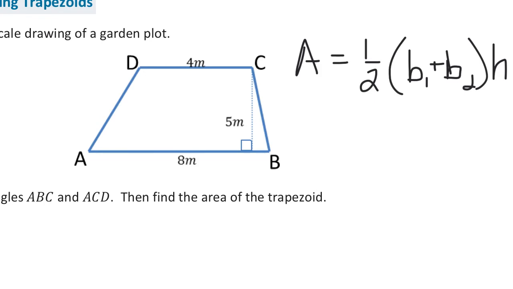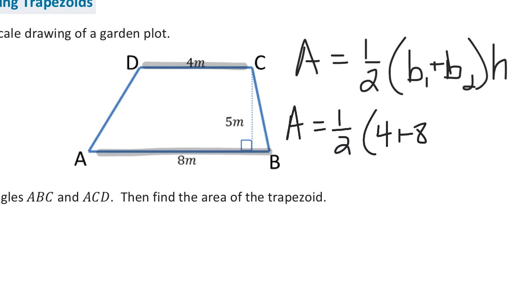Okay? So the first thing we do when we look at the picture is we find our 2 bases. And remember, base doesn't mean bottom, so they could be going different directions. You're just looking for the 2 lines that are parallel. So when I look at that picture, those 2 lines are parallel. So then when I set it up in my formula, area equals 1/2 times, and then in parentheses I put the 2 numbers I need to add, 4 plus 8. And then I'm multiplying that times the height.